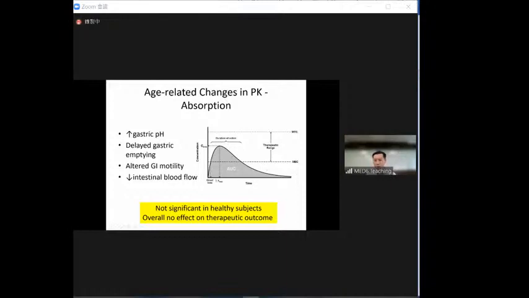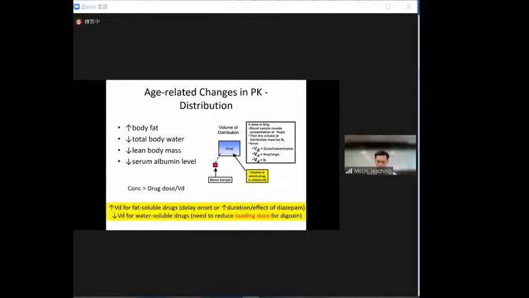But overall, the total area under the curve would be quite similar to the normal one. So we would not expect the therapeutic outcome to be quite different from the normal one compared with older people. And the other one would be the distribution.